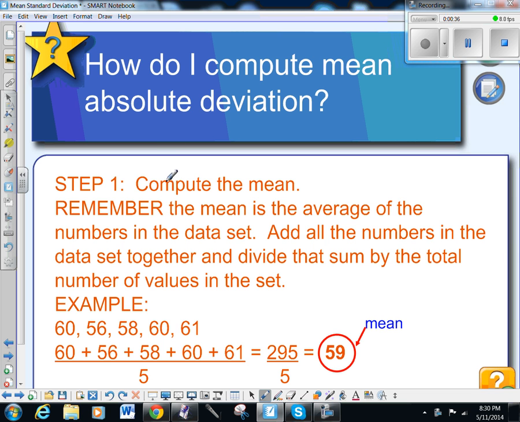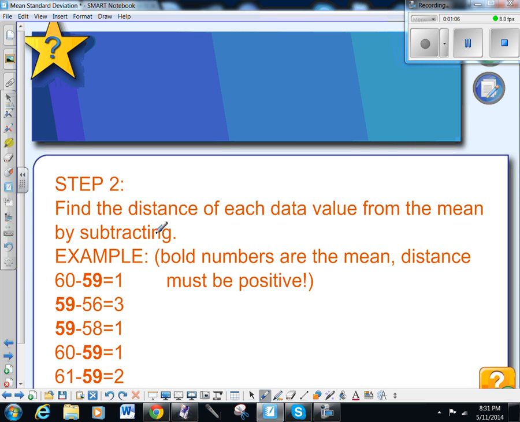Suppose that you want to find the mean absolute deviation, and the abbreviation for this is MAD. So the first thing you're going to do is figure out what the mean of your data is. So if I have this data set down here with 60, 56, 58, 60, and 61, I add them together. So the sum of those numbers is 295, and then to find the mean, you divide by as many numbers as there are, and there are 1, 2, 3, 4, 5 of them, and so 295 divided by 5 is the mean. The second thing you do is find the distance from the mean.